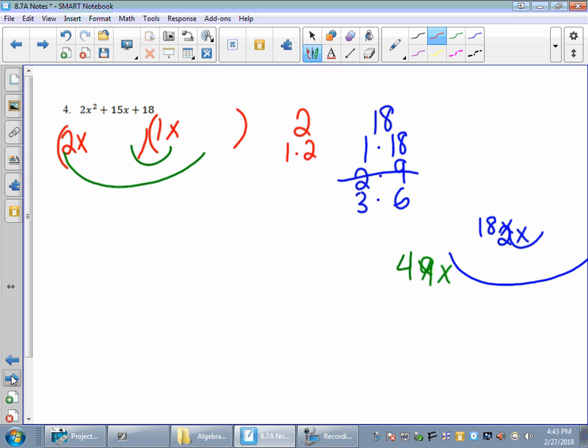Let's try 3 and 6. What if I put a 3 here and a 6 there? Check my outside terms. 2x times 6 gives me a 12x. 3 times x gives me a 3x. Does 12x plus 3x get me to 15x? Yes, it does. Positive 12x plus a positive 3x gives me 15x. So I can go ahead and say both of these are positive.